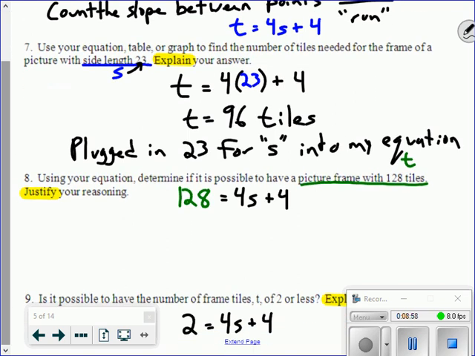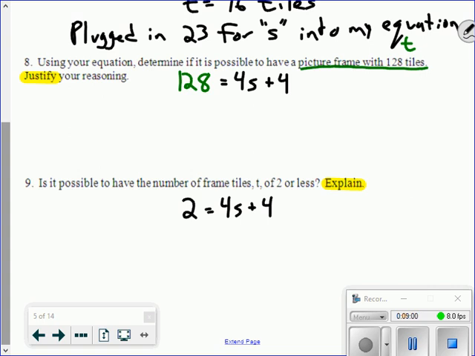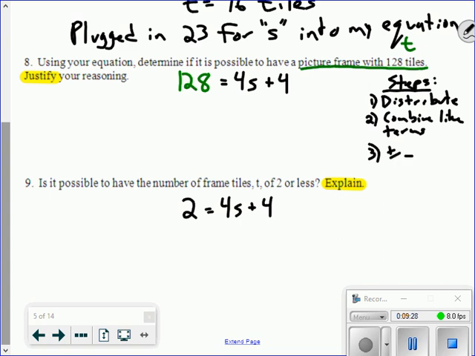Okay. Now, we have to know the difference between the input and the output value. So if they want the picture frame to be 128 tiles, to just review a little bit of algebra, you should try and distribute. If you see parentheses, you should combine like terms on the same side of the equal sign. And then typically you will add or subtract from both sides. And then multiply or divide from both sides.